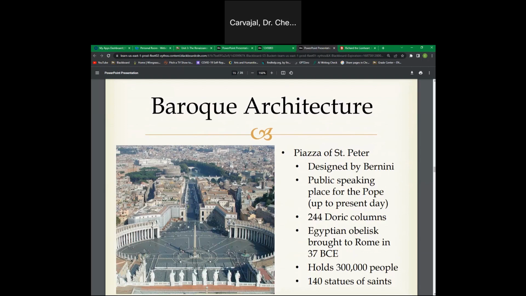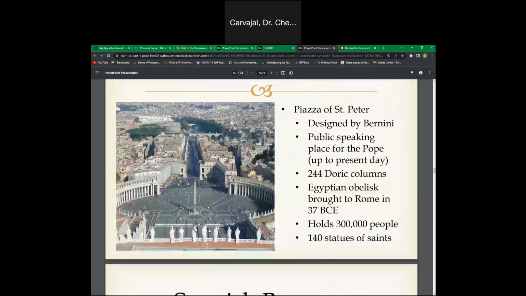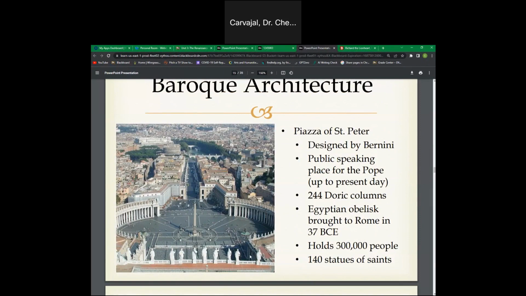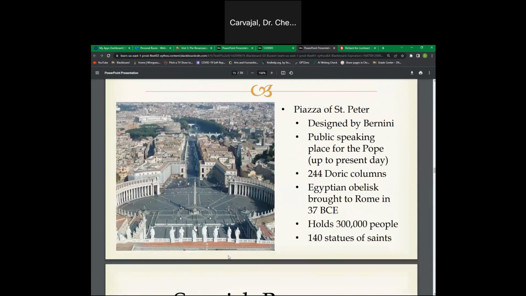But it's the style, they're using Doric style, 244 Doric columns. It's amazing how they, but again, it's lavish. Think about just the time to make one of those marble statues, and to think about the fact that there are 140 of them. Many different artists and many different architects worked on this piazza to get it done, but it was designed by Bernini. So just keep that in mind too.